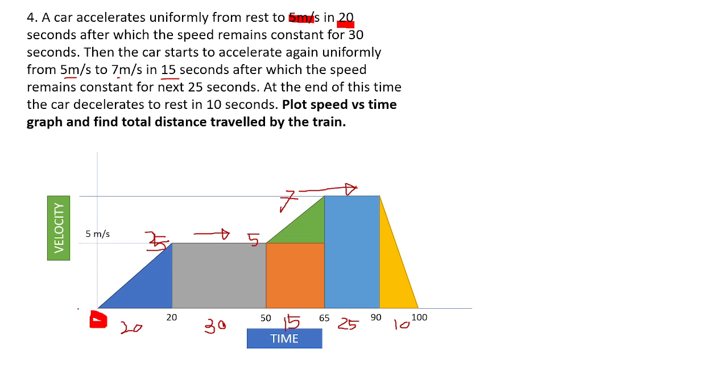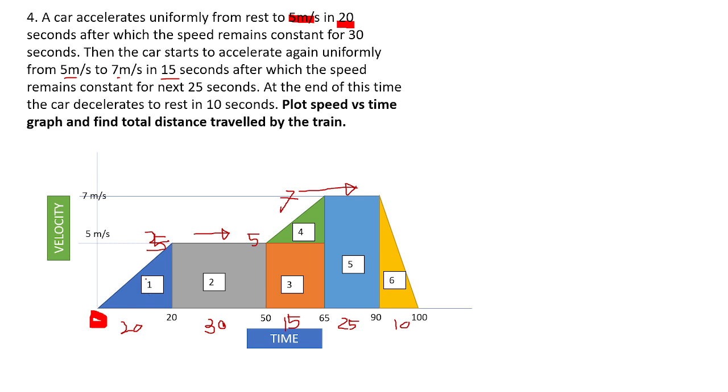You have the 5 meters per second velocity and then 7 meters per second. Now, the question is to plot the speed and time graph. So this is actually the speed and time graph, the one that we did. Now let us try to calculate distances. But first, let us calculate the acceleration for each area. We could divide this into parts so that it will be easier for us to calculate the area or the distances.